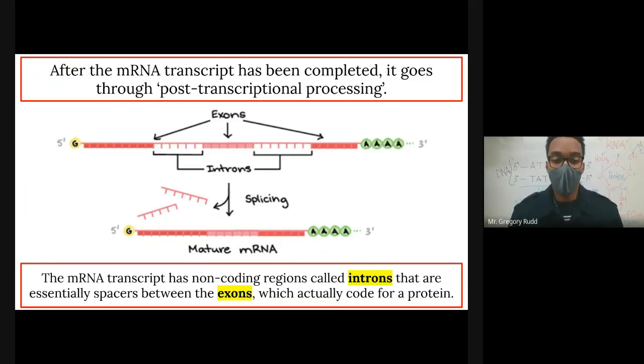The mRNA transcript has non-coding regions that are called introns. I've always kind of felt like the names of these regions should be switched, but the introns are basically spacers that exist between the exons. Introns don't code for anything, and exons do code for something.